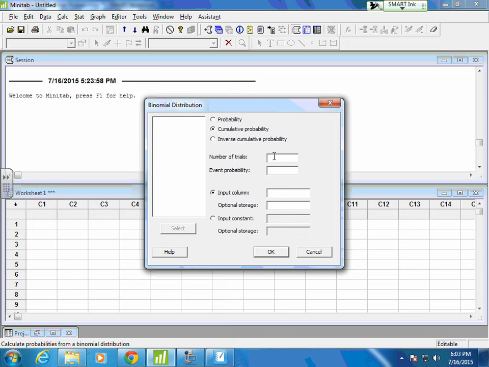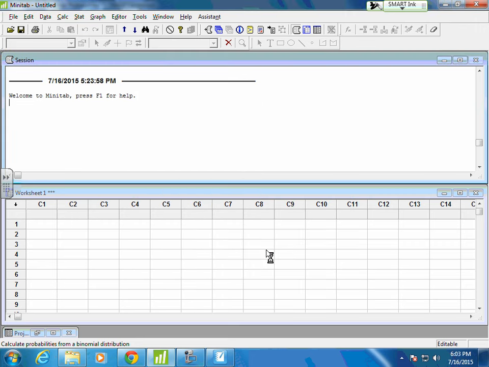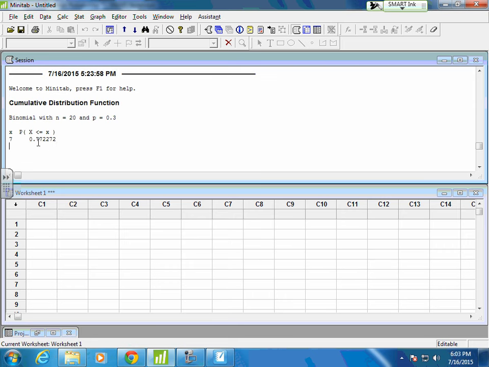I got to type in 20 for the number of trials, 0.3 for the event probability, and then this input column would mean you have a column of values typed into Minitab that you want the probabilities for all of those separately. Here I'm just going to select input constant and punch 7 in. So now Minitab is going to tell me the probability that there are 7 successes or fewer. It displays the answer up in the session window, and I'm getting 0.772272.